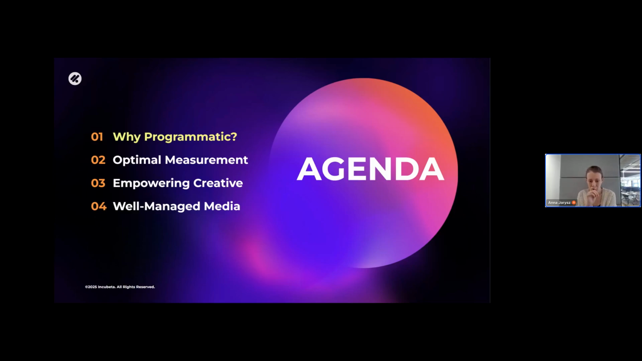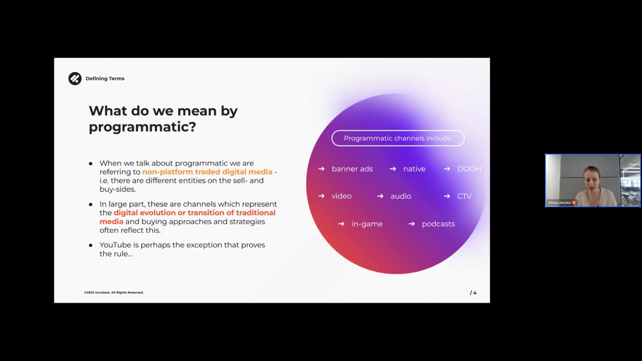To kick us off, I think we just want to start with what we mean by programmatic. This is a term we see a lot of people use, and everyone means slightly different things by it. For the purposes of today, at least, we're defining programmatic as essentially any digital media channel that isn't search and social, and particularly isn't platform traded. So it isn't within a walled garden. Typically we have a publisher on the sell side, and there's that kind of exchange process. We don't necessarily limit this to performance or to RTB, which I know are sometimes the connotations of programmatic. This includes CTV, digital out of home, YouTube, etc.